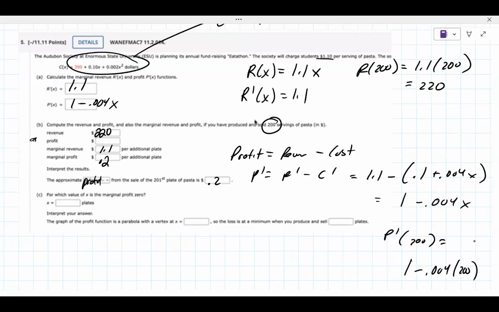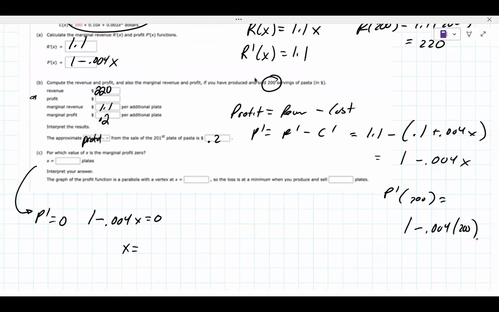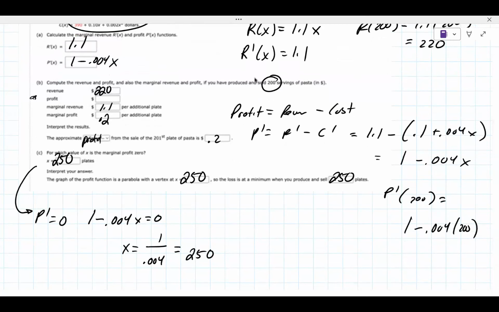So for which value of X is marginal profit 0? You're setting P prime equal to 0, which is 1 minus 0.004x equal to 0. You solve it like before, X ends up being 1 over 0.004, which is 250. I think you'll see that you just replicate those numbers again.